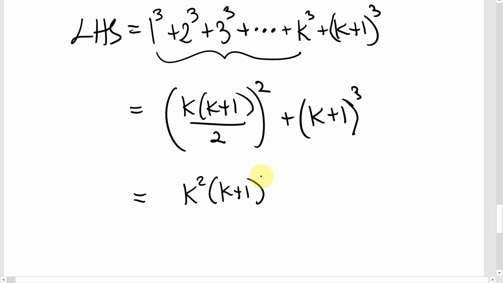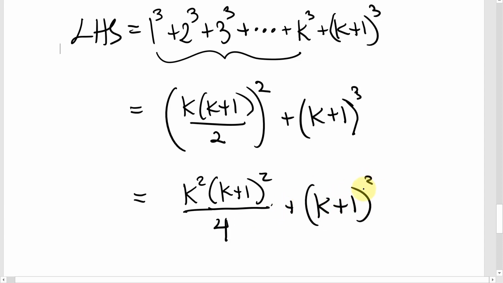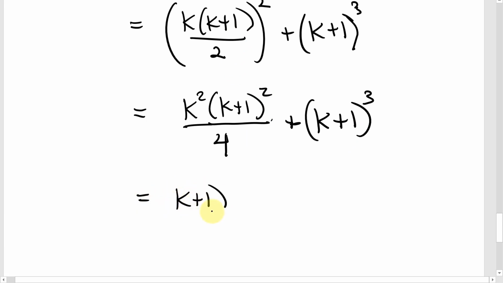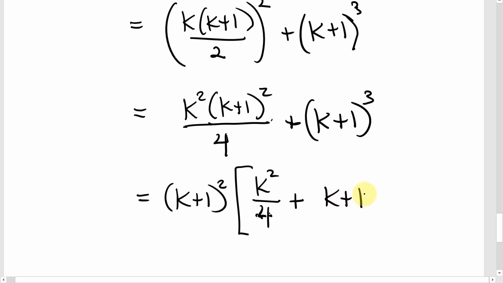Let's take one extra step. It would actually look like this. We could write it this way, and it helps me show it a little better. What I want to do is factor out the k plus 1 squared out of both terms, because both of these terms have a k plus 1 to the power 2, since this has 3 of them. So just factoring out k plus 1 squared, we'd have k squared over 4 plus k plus 1 to the power 1, like that.